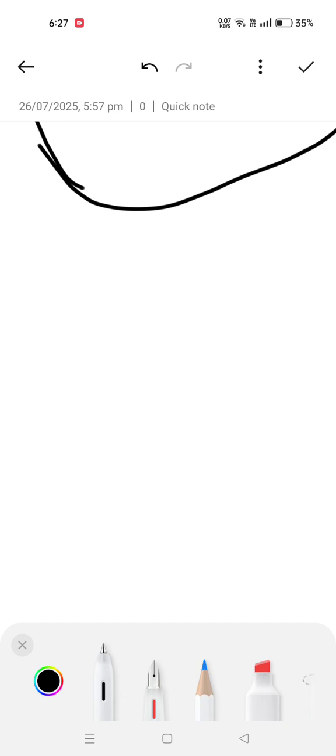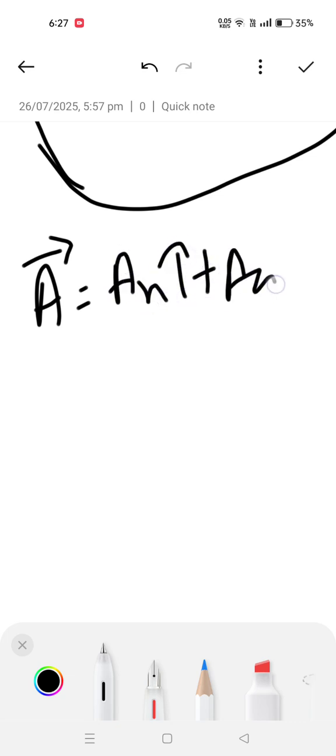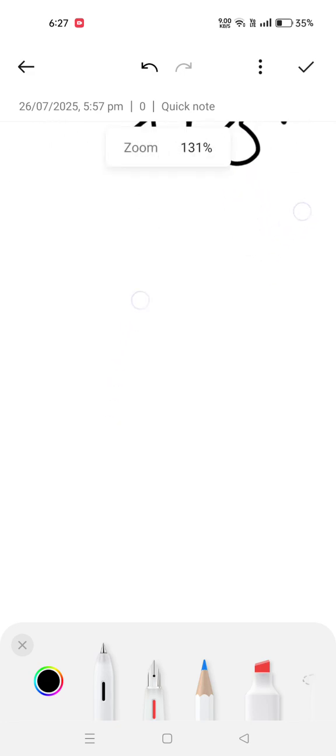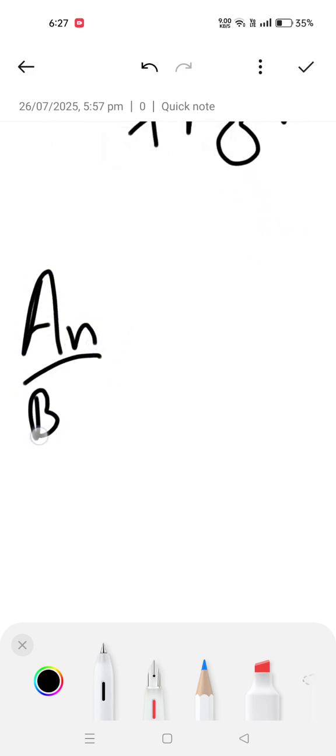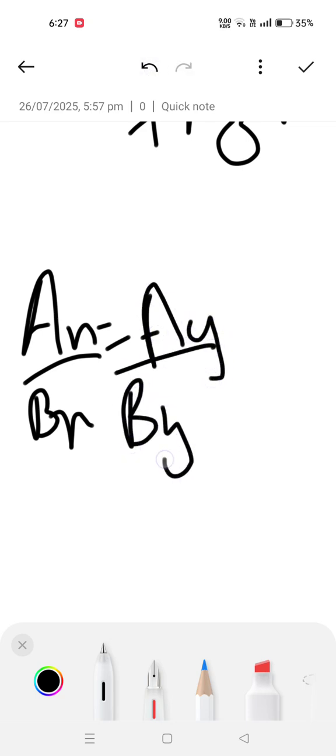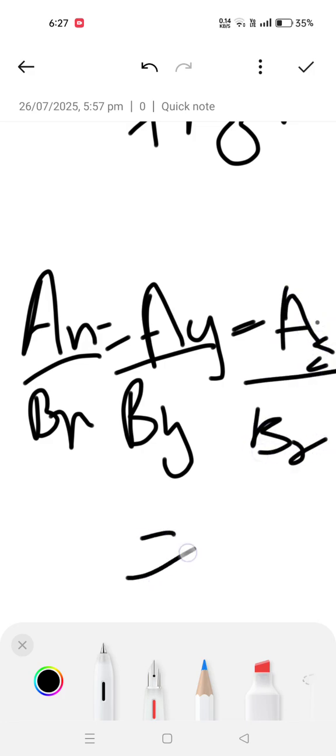Next we have an important thing. सपोजिंगली A वेक्टर है तो क्या हो जाएगा, Ax i cap plus Ay j cap plus Az k cap. सिमिलरली B वेक्टर का Bx i cap, By j cap और Bz k cap. सो अगर हम निकालेंगे Ax by Bx क्या आ जाएगा, Ay by By, which is equal to Az by Bz, which is equals to n.